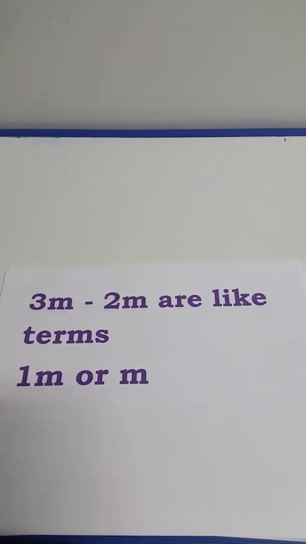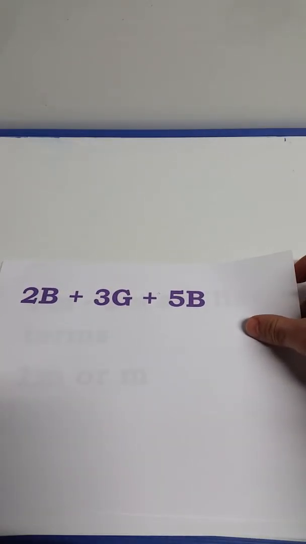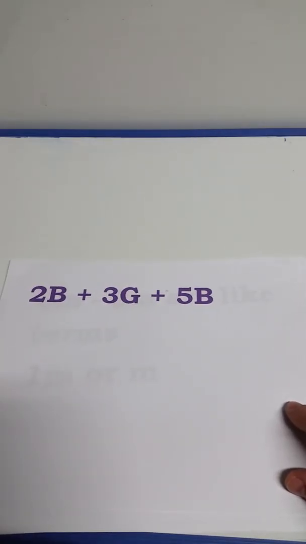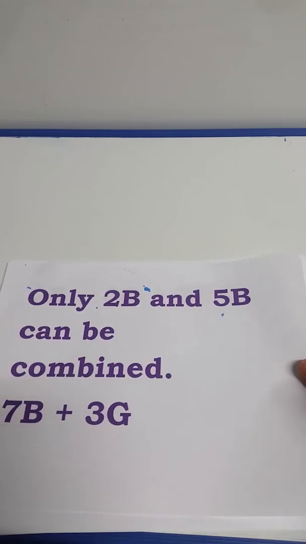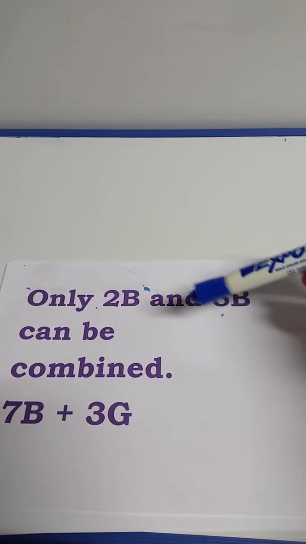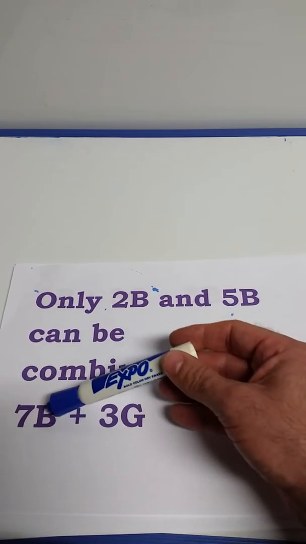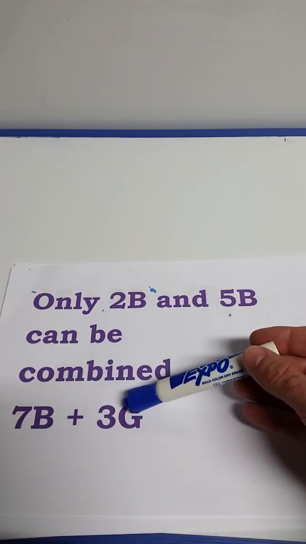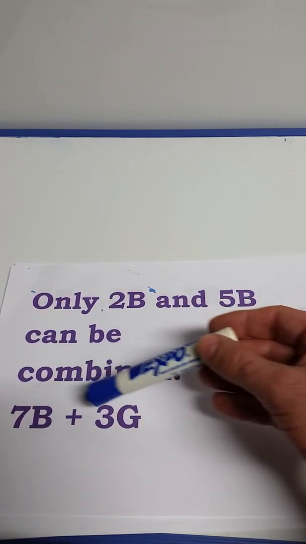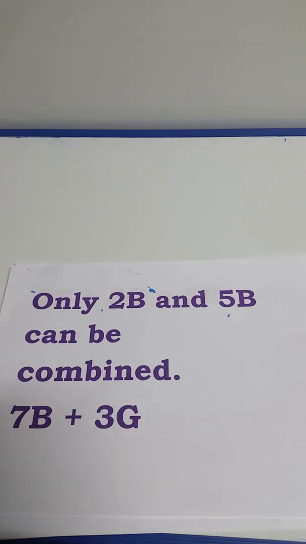Okay, let's try this one now. What if you had three terms together? 2b plus 3g plus 5b. See if you can combine these terms. Well, you can combine the b's, and only the b's. You can't combine the g's. So 2b and 5b is 7b. But you can't combine the 3g, so this would be your answer, 7b plus 3g.